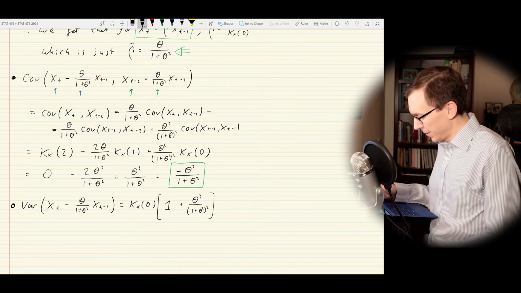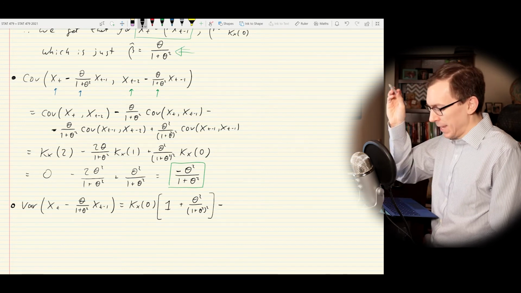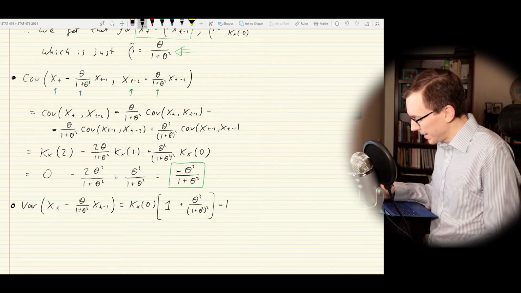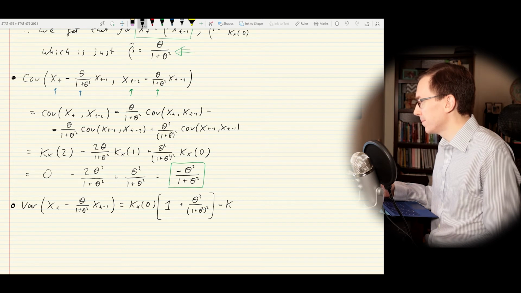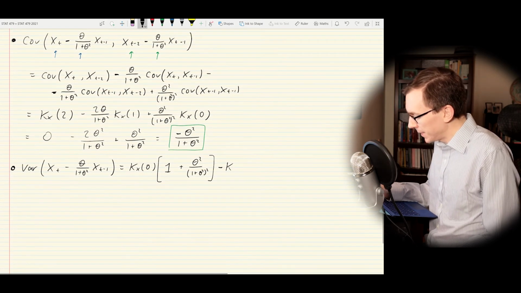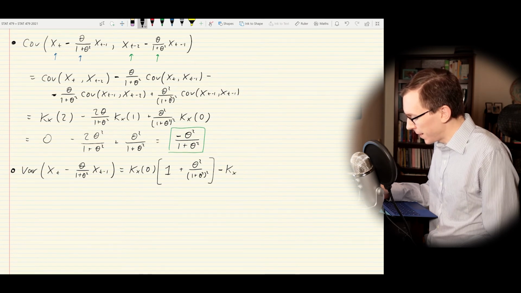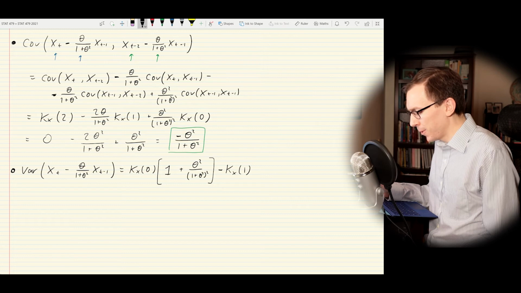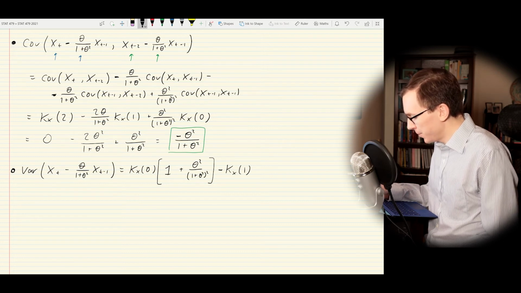And then for the cross term, when we do X_t times X_{t-1}, we're going to get a minus sign. We're going to get 2 of them, right? Yeah, so I'll just write this down first. We're going to get the autocovariance at lag 1, and a coefficient of 2 theta over 1 plus theta squared.